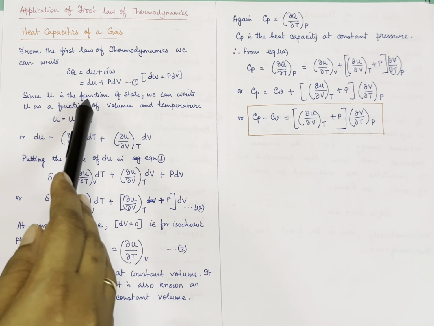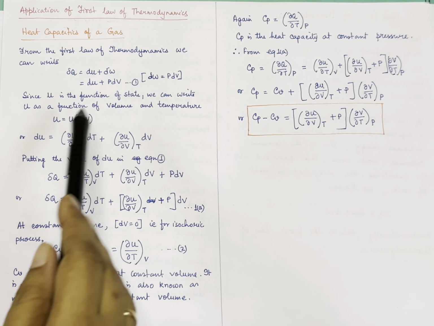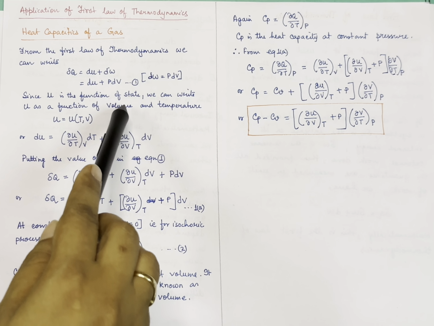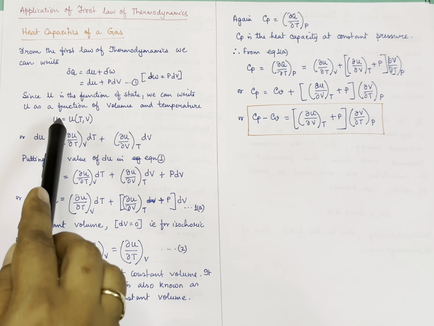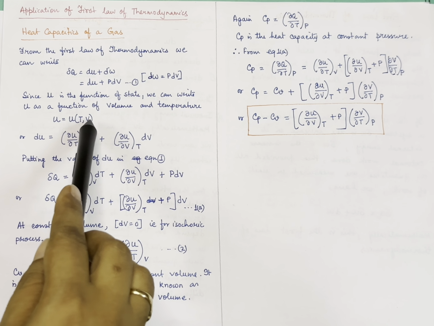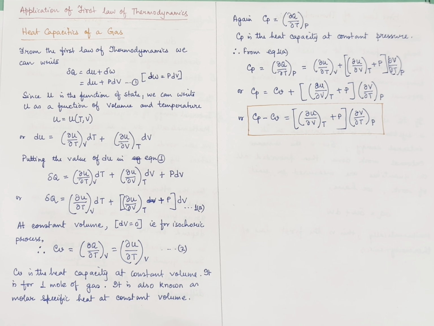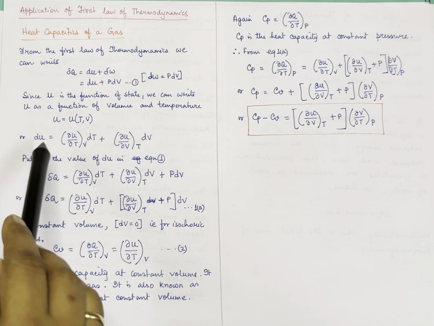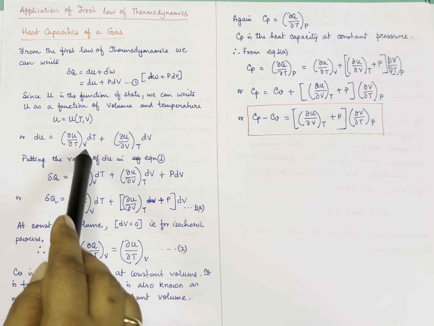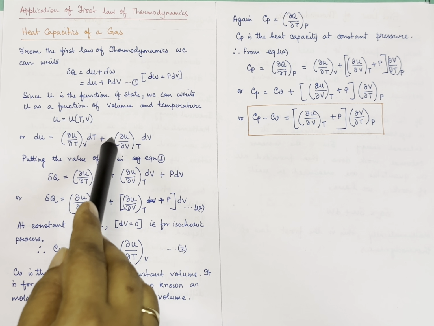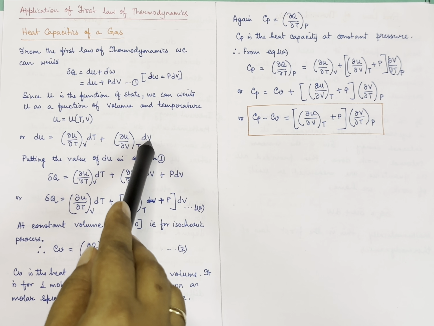Now since U is a function of state, we can write U as a function of volume and temperature. So you can see we have written U as a function of T and V. Now applying partial differentiation, we can write the change in the internal energy as dU = (∂U/∂T)_V dT + (∂U/∂V)_T dV.